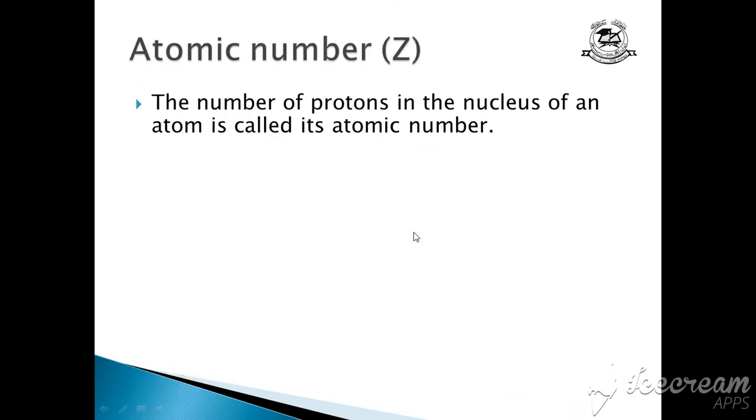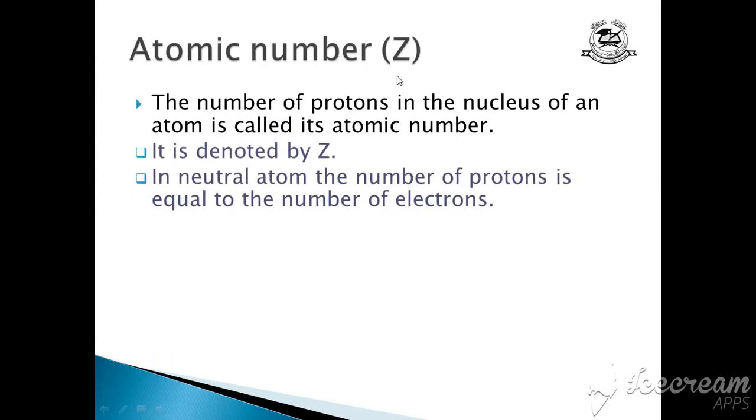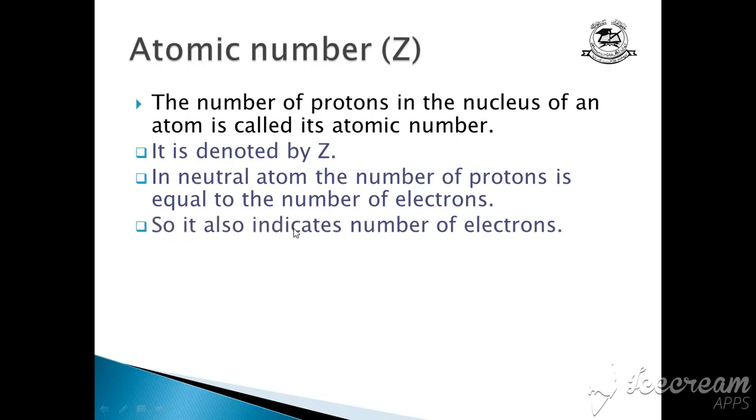Next, what is atomic number? You already know. The number of protons in the nucleus of an atom is called its atomic number. The symbol written is Z, which means atomic number is denoted by Z. A neutral atom means an atom which does not have any charge, positive or negative. So the number of protons will be equal to the number of electrons. That's why it is called a neutral atom. So atomic number also indicates the number of electrons in a neutral atom.